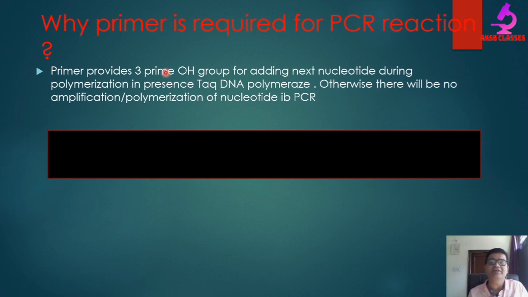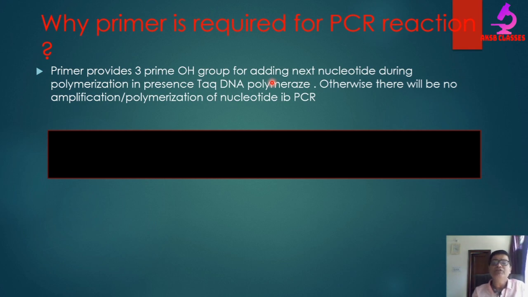You know, I have already discussed in the last query that if there is a hydroxy group and a phosphate group between two nucleotides, only then is there formation of a phosphodiester bond. So this primer, the known sequence of DNA, provides the hydroxy group for adding the next nucleotide during polymerization in the presence of Taq DNA polymerase in the PCR reaction.